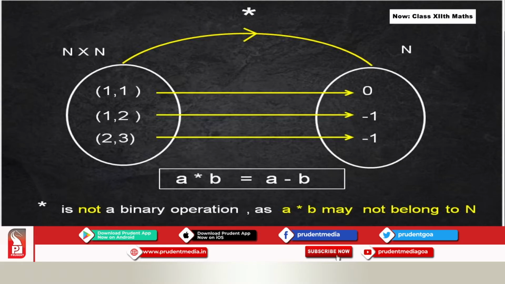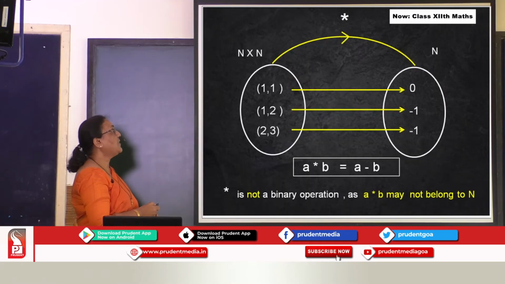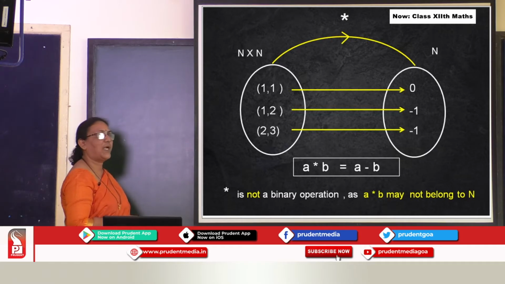Now see here, I had taken 1, 1. When you subtract 1 minus 1, you are getting 0, and 0 does not belong to the natural numbers. When you subtract 1 minus 2, you are getting minus 1. All these answers are not members of the natural numbers. Therefore, this operation star is not a binary operation. Is it clear to you all?